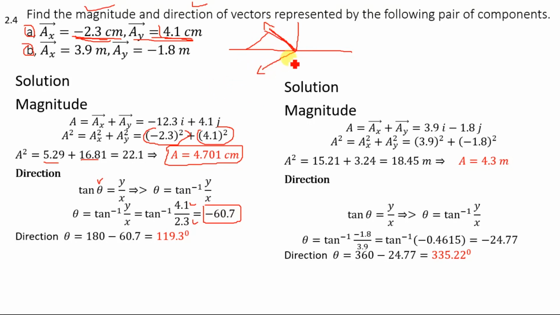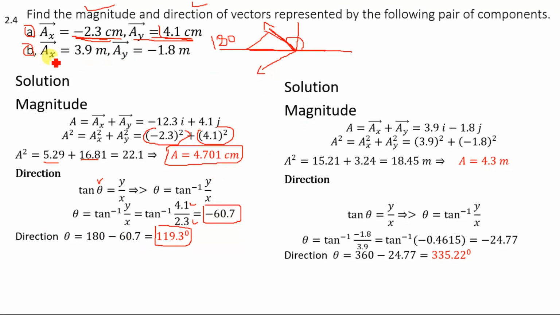So if we consider this whole angle, then we know that this is equal to 180 degree. So we will subtract this 60 degree from this 180 degree. By subtracting this, we will get this angle, and this angle is the required direction. This angle will be equal to 119.3 degrees, and that is equal to 180 minus 60.7.